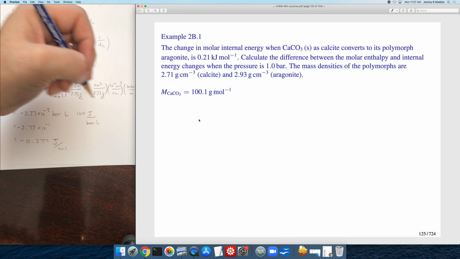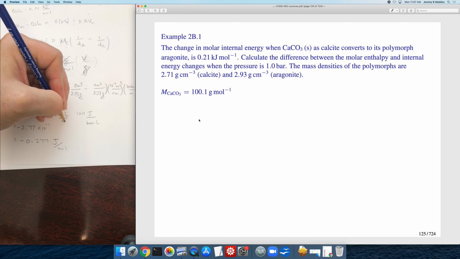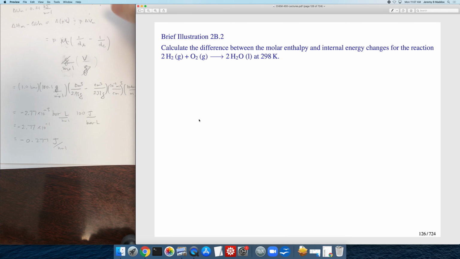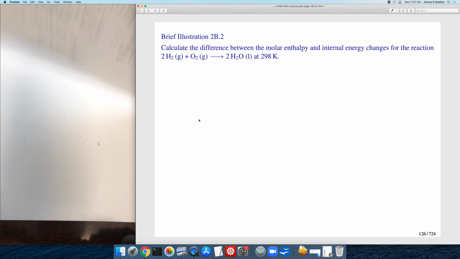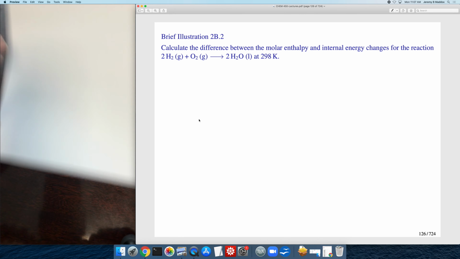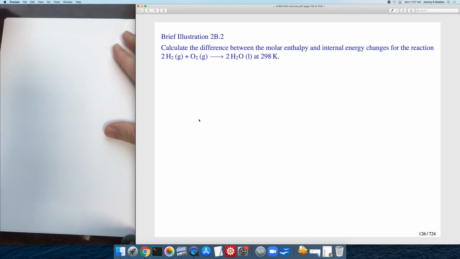In fact, I left out that 1 over mole in the units. Okay, so the difference between delta U and delta H for the condensed phase is very small. In this follow-up problem, we're doing the same thing, but for a gaseous reaction. And here we're going to find that there's a big difference between delta U and delta H.